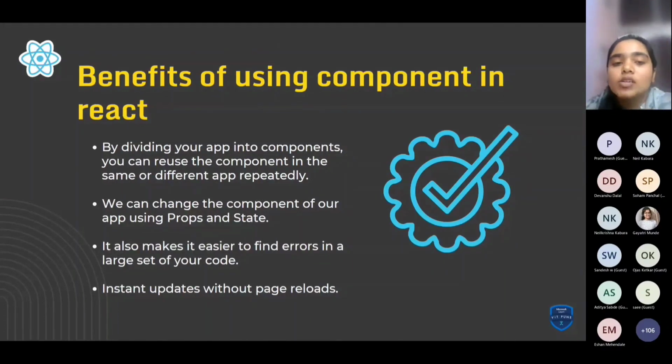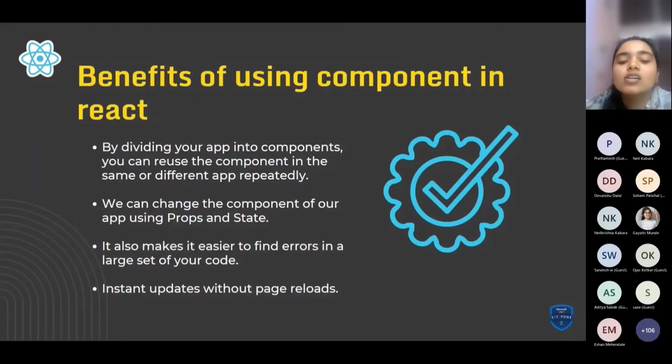So by dividing our app into different components, we can reuse the components in different apps or in the same app, right? So if your website has multiple pages, you can keep the navigation bar and the footer the same, right? We will just dynamically change our content component, right? And then we can also change the components of our apps using props and state. So we will see further in detail what props and state are. Props is nothing but a parameter that we pass to the component, and state is nothing but managing the data of our components.